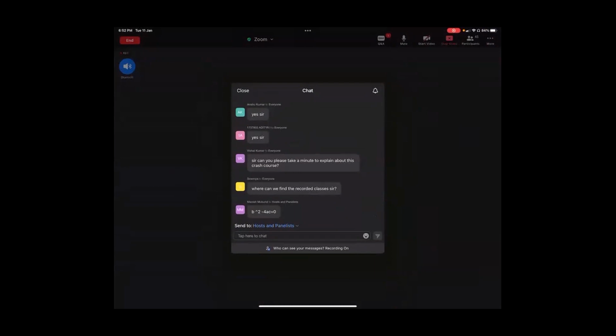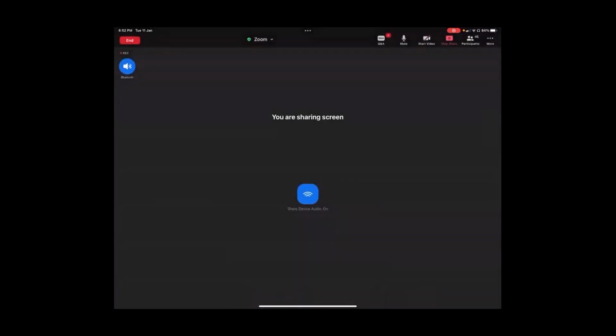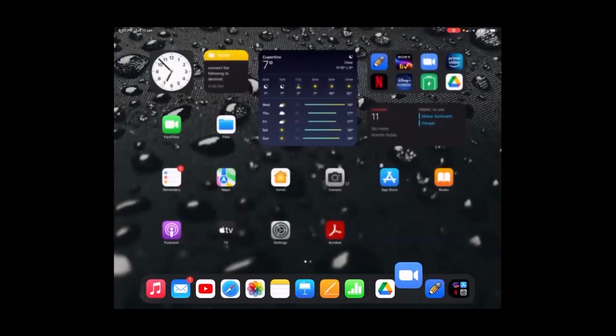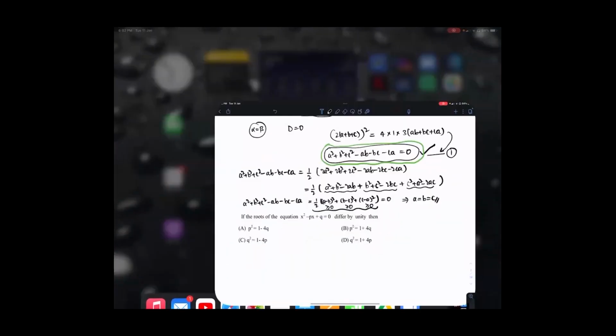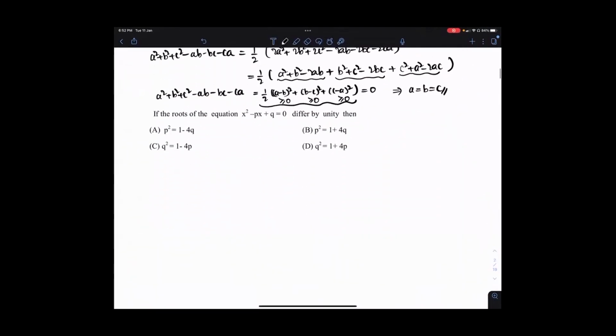Yeah, can you please take a minute and explain about this crash course? Vishal is asking. Vishal, as it is there in the name itself, it's a crash course.